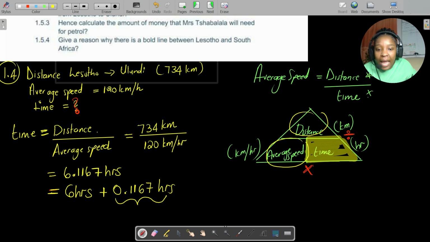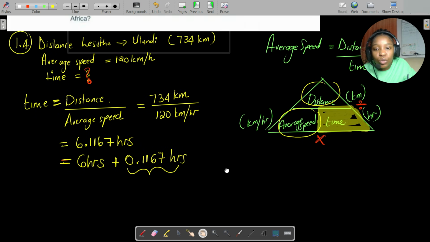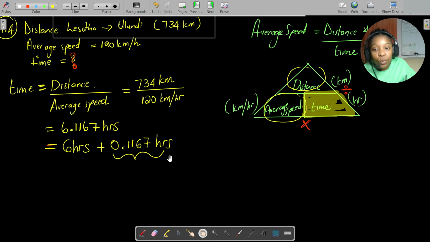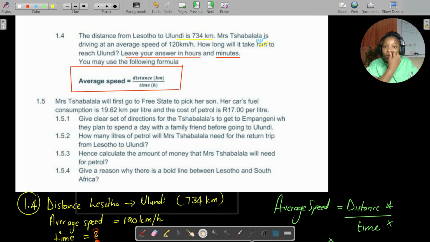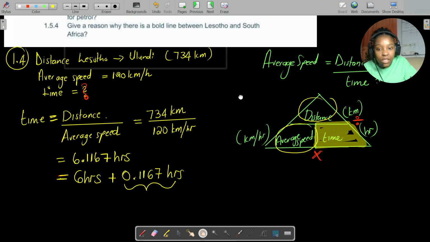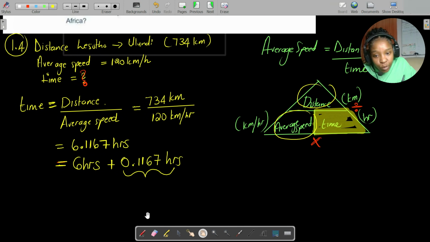That 0.1167 is 0.1167 hours. Now all that we need to do is convert those 0.1167 hours into minutes, because the question is asking us for hours and minutes. So how do we convert that? This is the whole number, 6 whole hours. That's fine, we don't have to change that. We just need to change the decimal part into minutes, because that decimal is representing the minutes.